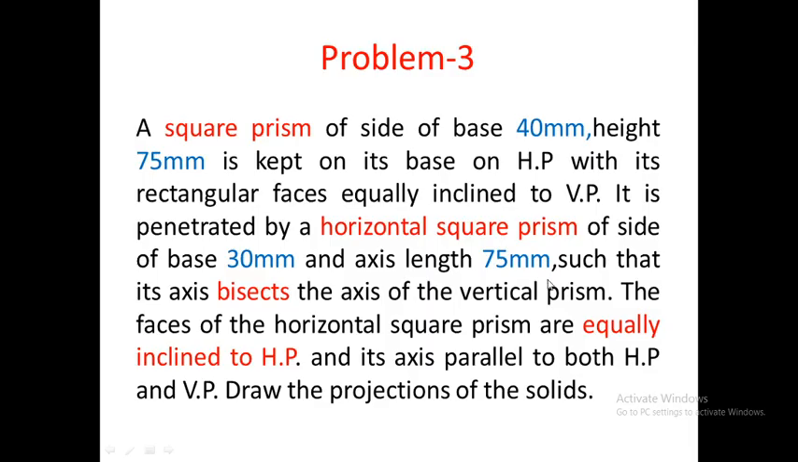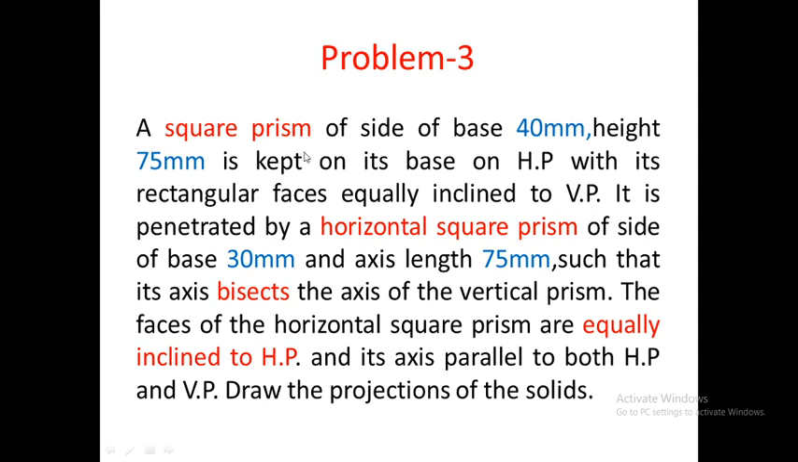Problem number 3. A square prism of base side 40 mm and height 75 mm is kept on its base on HP. Since the prism is kept on its base on HP, it is a vertical square prism with side 40 mm and height 75 mm. Also, it is given that the rectangular faces are equally inclined to VP. Since the faces are equally inclined to VP, when we draw the top view of the vertical square prism, the square has to be drawn in the form of a kite.